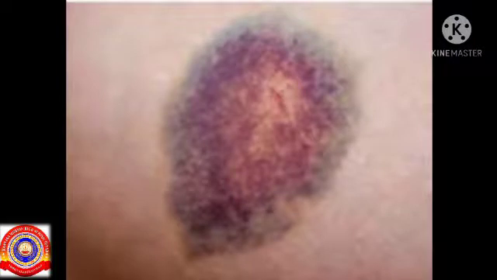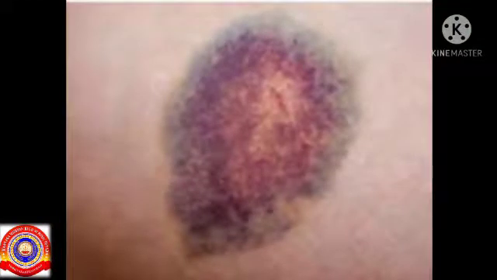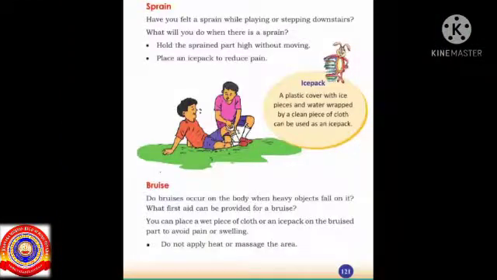Okay, teacher will tell you. When heavy objects fall on the body, the small blood vessels under the skin bleed and it causes black, blue, purple, brown or yellow discoloration of the skin. Okay, my dears, did you understand about bruise?